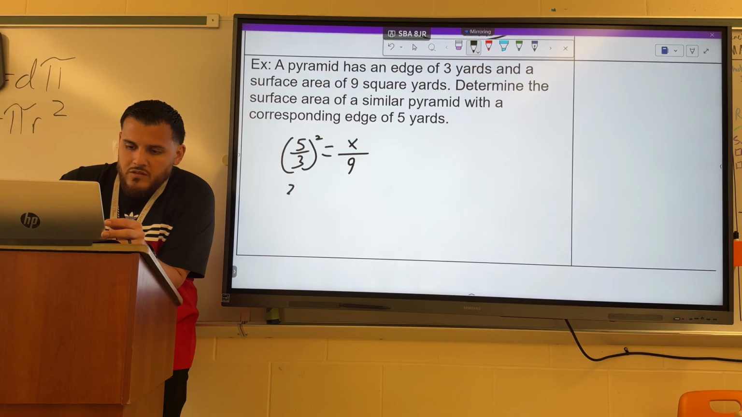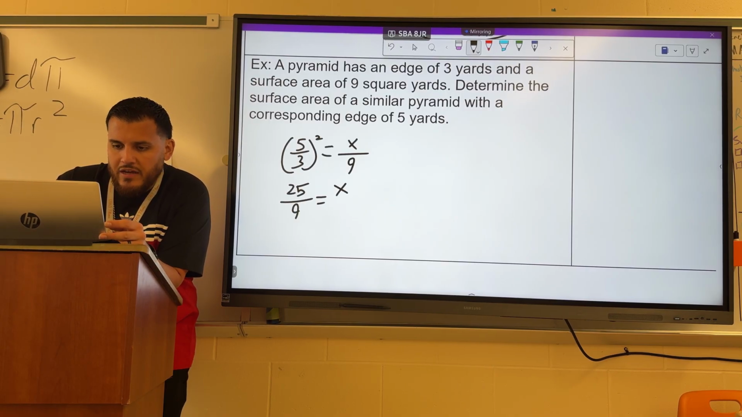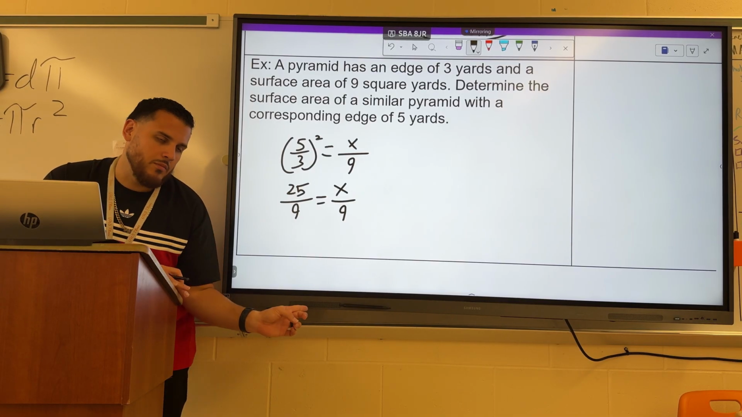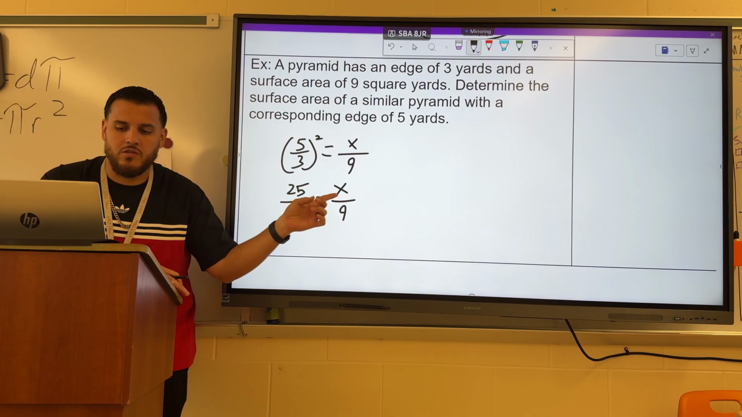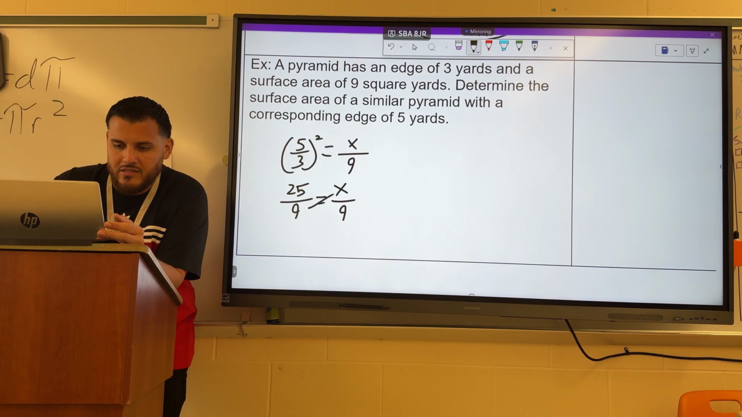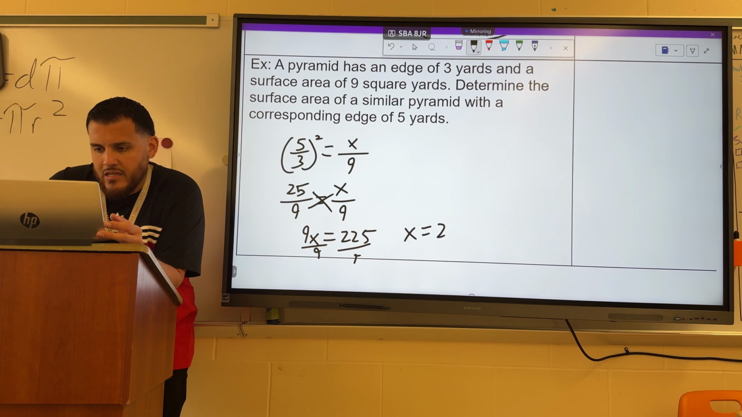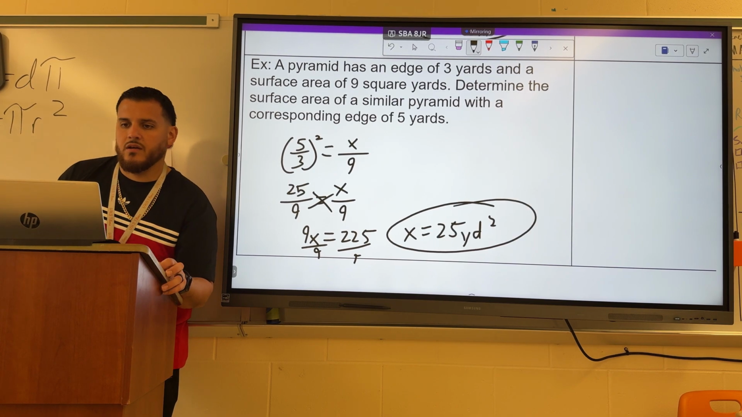Okay, 5 squared gives me 25. 3 squared gives me 9. So I get 25 to 9 equals x to 9. Spoiler, if the bottoms are both 9s, the tops have to be the same too. They gotta both be 25. 9 times x gives me 9 x's. 25 times 9 gives me 225. If I divide both sides by 9, I get x equals 25 yards squared for the surface area of that similar pyramid.